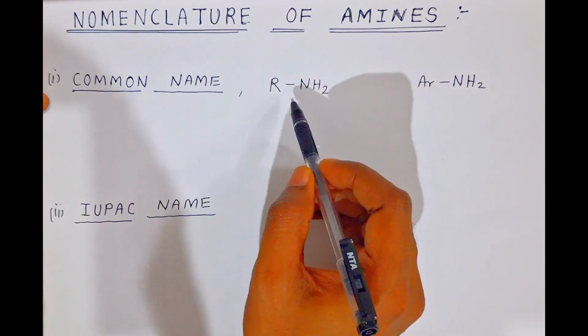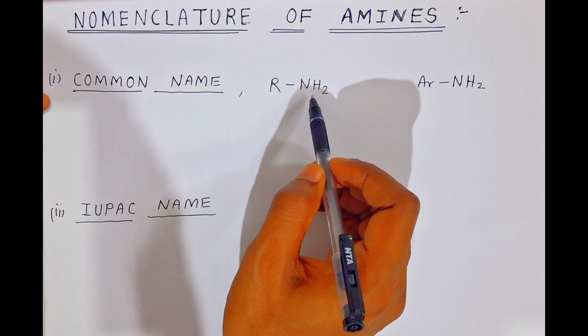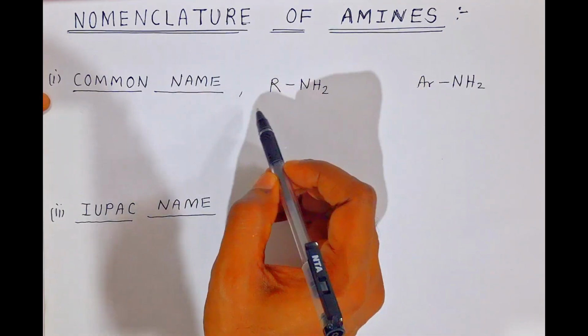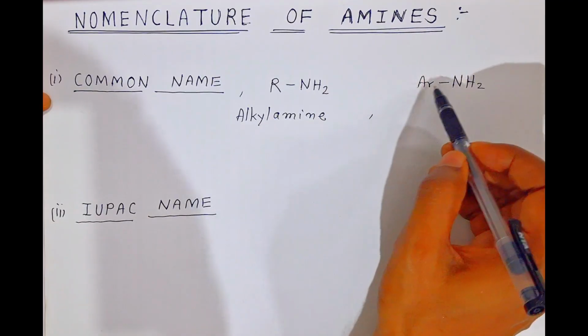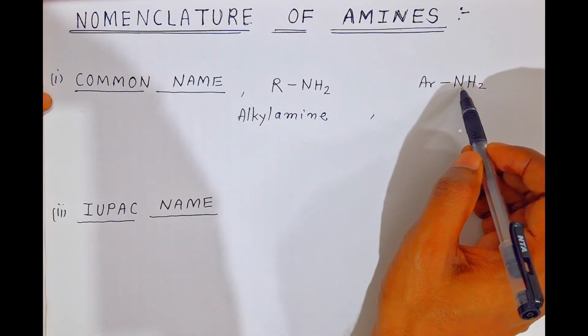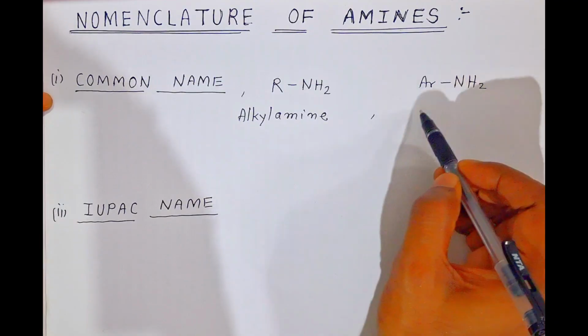So students, since here the alkyl is attached to ammonia, we call it alkyl amine. Since here the aryl group is attached to the nitrogen of this ammonia, we call it aryl amine.